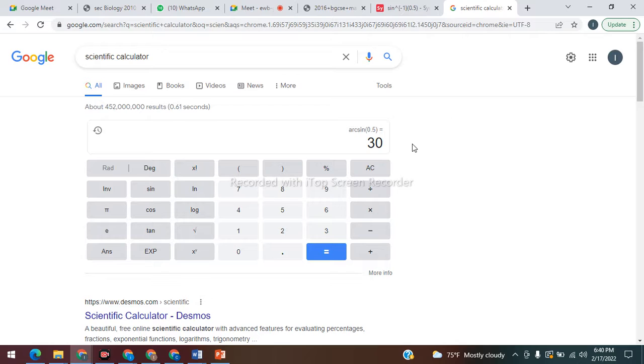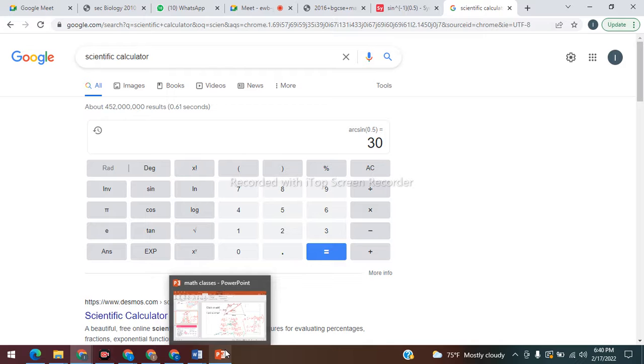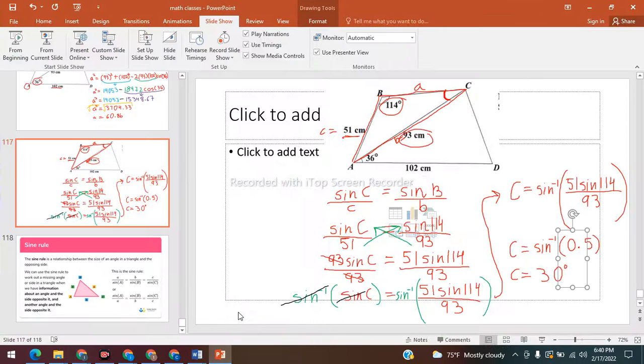Nancy, you got 30? Oh, yes, sir. That was the only thing that was straightforward. If you don't know how to change your calculator from radians to degrees, then we'll do that after class. I'll show you how to do it. Any other questions from this one?